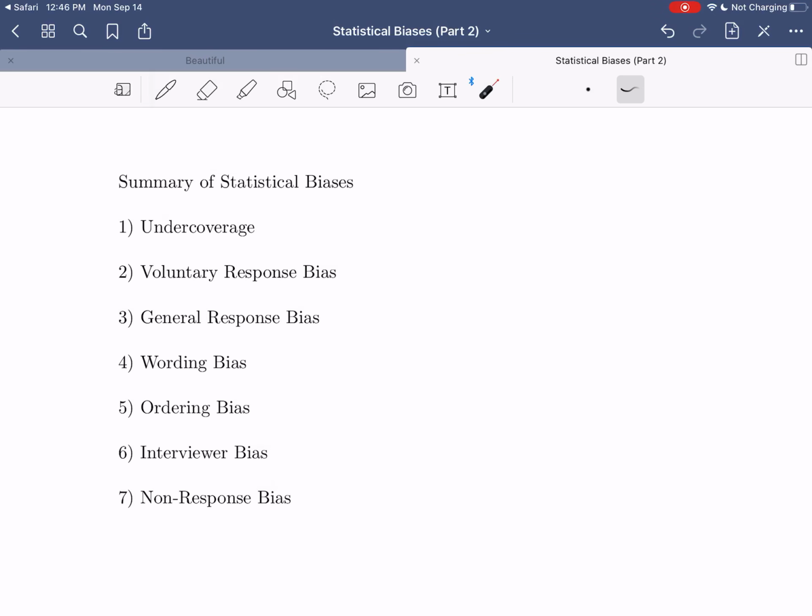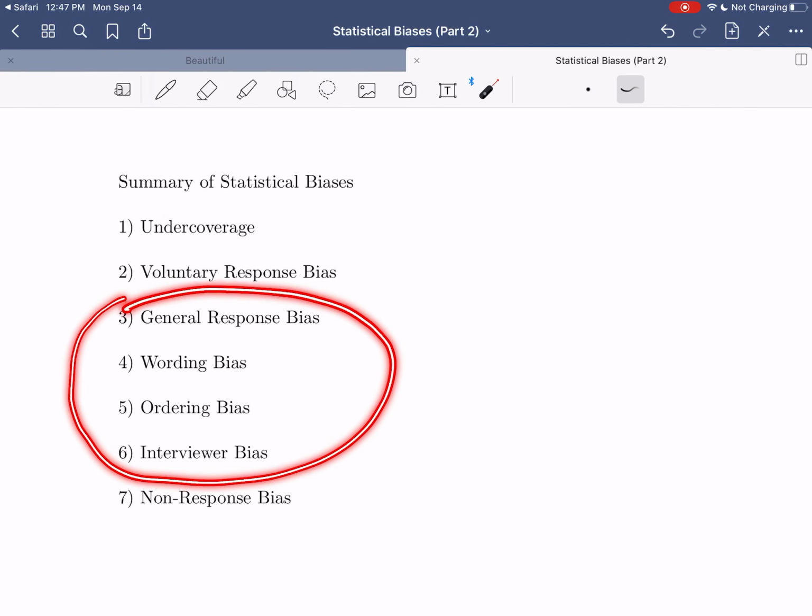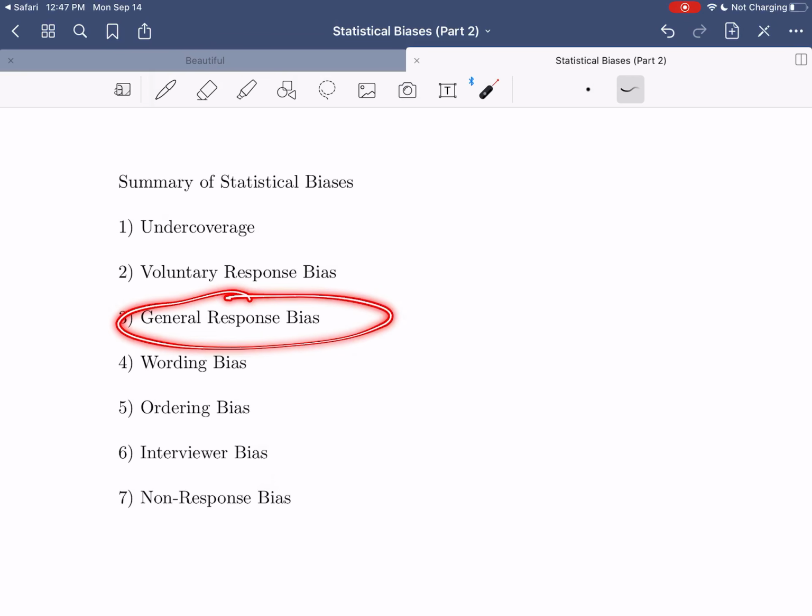We also talked about four forms of response bias. There was general response bias, which can happen when you ask a sensitive question or a hard to answer question. We saw that there was wording bias when you ask a question that is either written with loaded or slanted language or written in a vague or unclear manner.